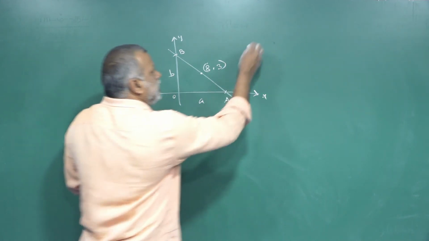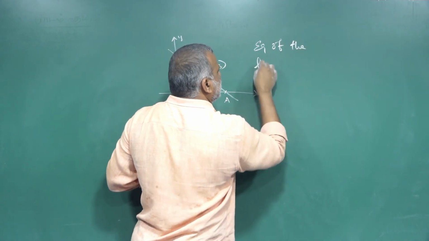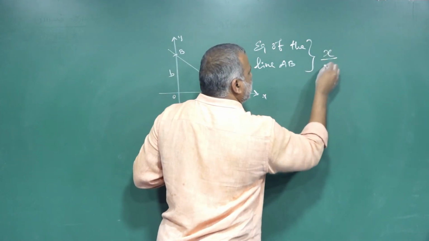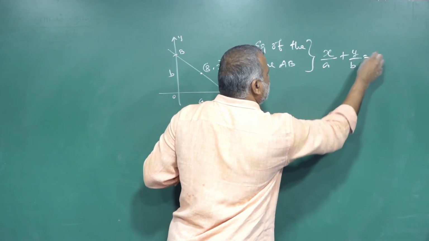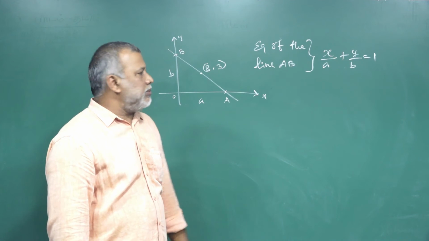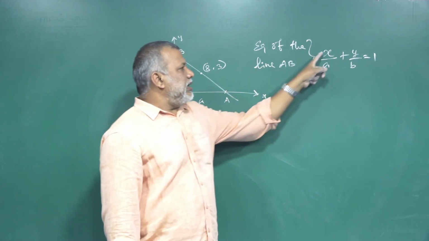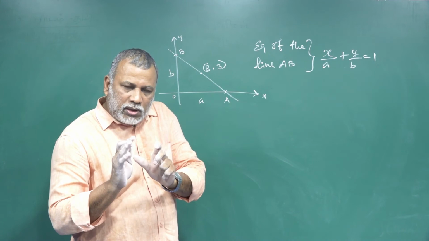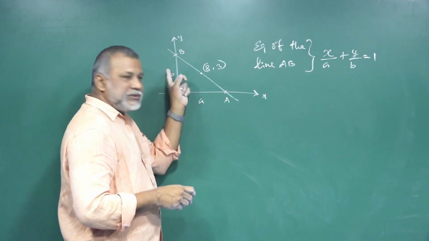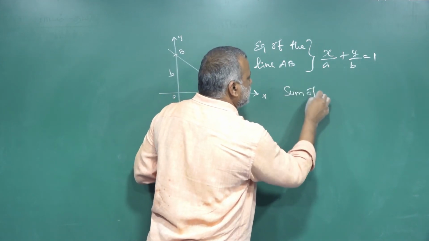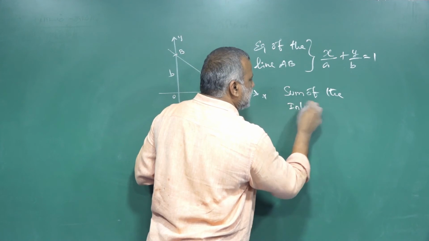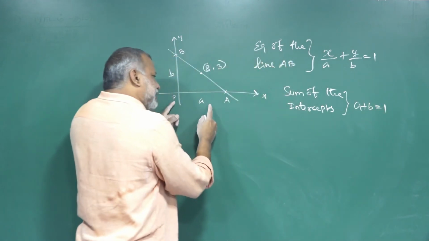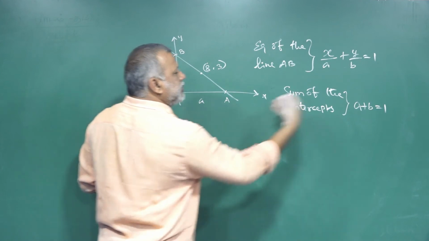Then what is the formula? Equation of the line AB. So we have the intercepts, therefore we can say x by A plus y by B equal to 1. In your 10th standard, you already used this formula. So the equation of the line AB is x by A plus y by B equal to 1. But here they have given a small piece of information: the sum of the intercepts. The meaning of sum of the intercepts is A plus B equal to 1. This is x intercept, this is y intercept. Therefore, the sum of the intercepts A plus B equal to 1.